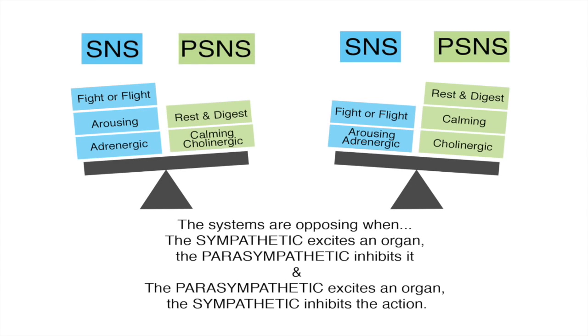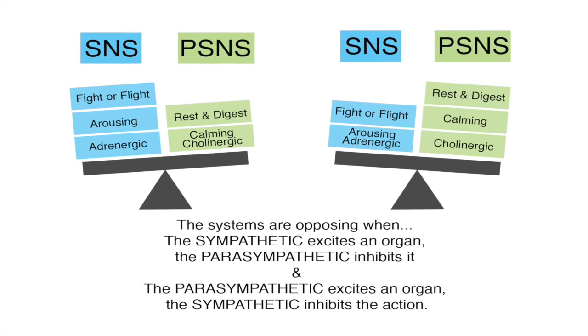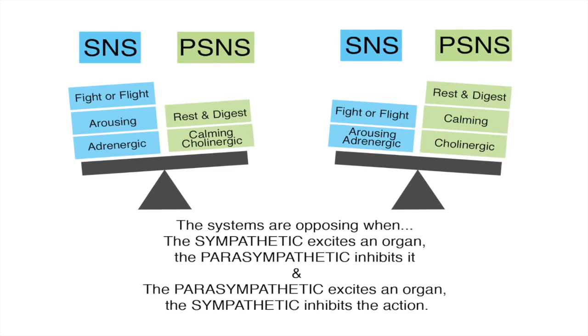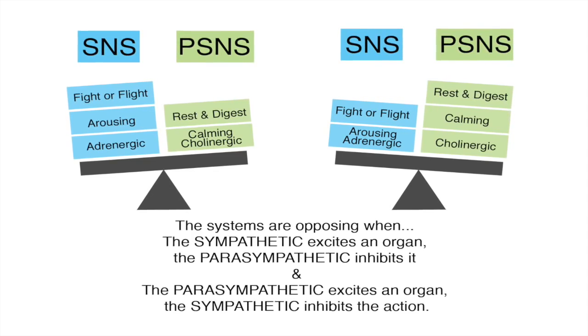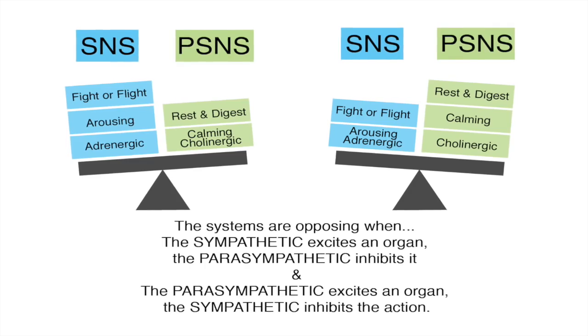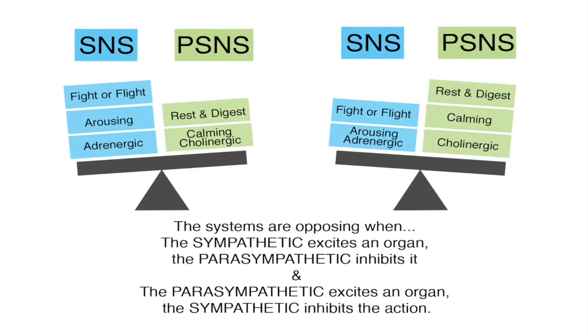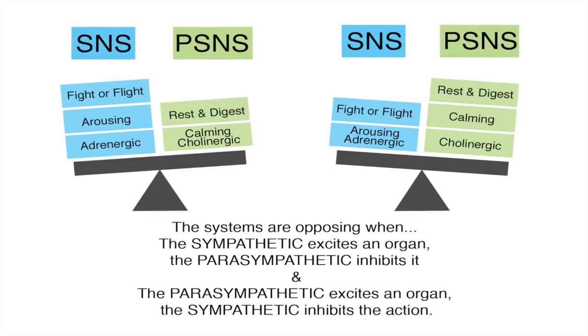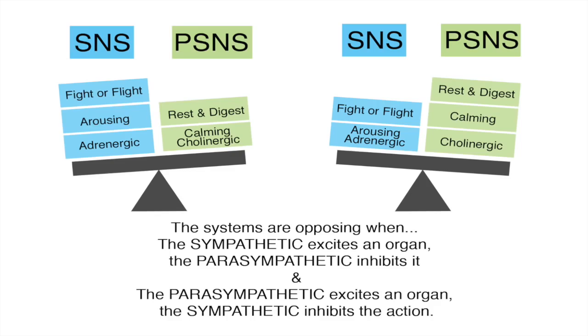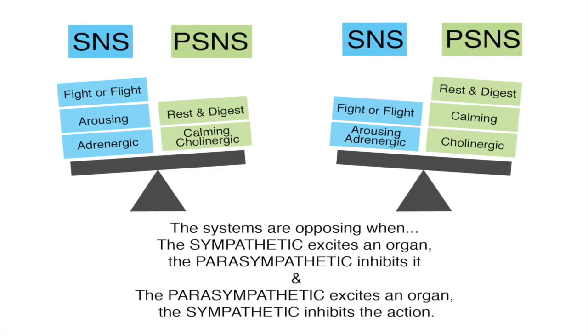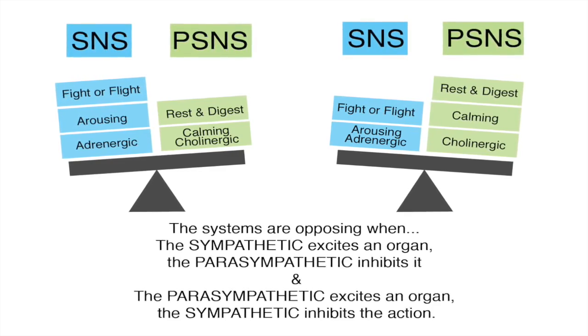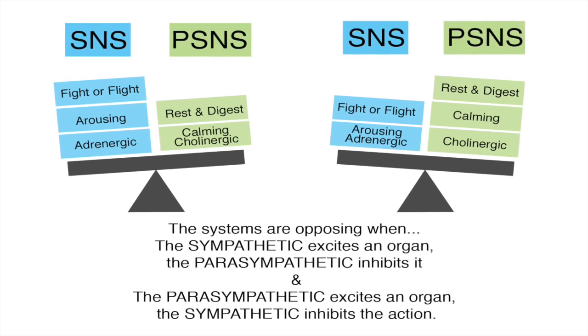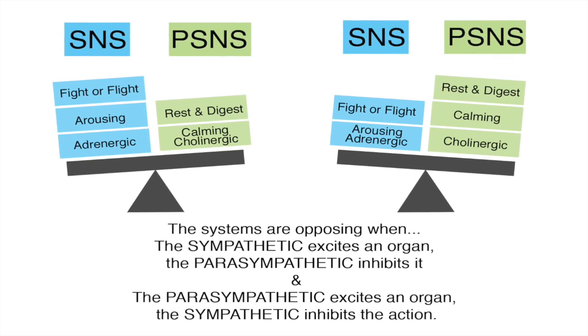The sympathetic, or SNS, and parasympathetic, or PSNS, are opposing systems. The SNS is the fight or flight response, also known as arousing or adrenergic. The PSNS is the rest and digest response, also known as calming or cholinergic. When the sympathetic system excites an organ, the parasympathetic system inhibits it, and when the parasympathetic system excites an organ, the sympathetic system inhibits the action. Our focus in this lesson is on how cholinergic and anticholinergic agents affect the parasympathetic nervous system.